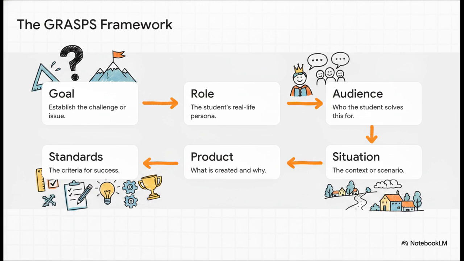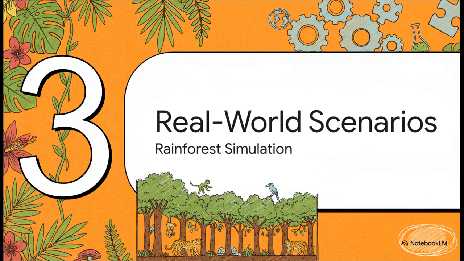And finally, Step 6 is standards, the criteria by which their successful performance will actually be judged. This is literally your blueprint for design. Okay, Section 3, building a real-world scenario, the rainforest simulation. It's one thing to just read through an acronym, but let's shift into a totally immersive example so we can see this blueprint in action.